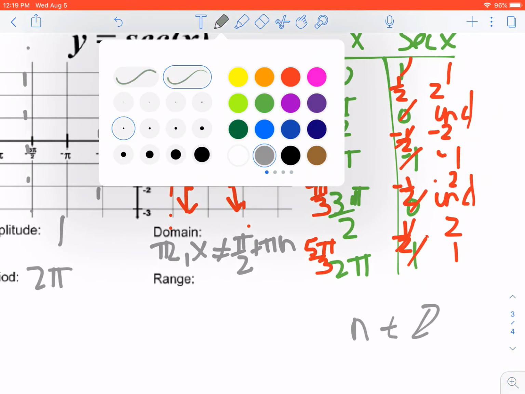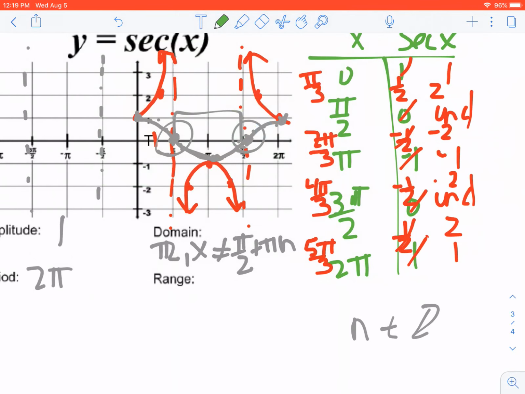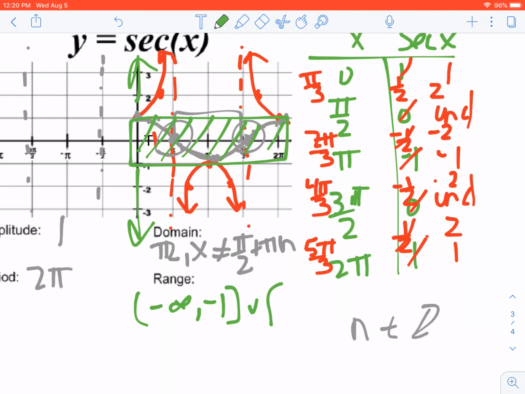Your range is in common with the cosecant graph. You have this area of range. I can have y values in both directions, but not in between. So my range in interval notation is going to be from negative infinity to negative 1 inclusive, and 1 inclusive to infinity.